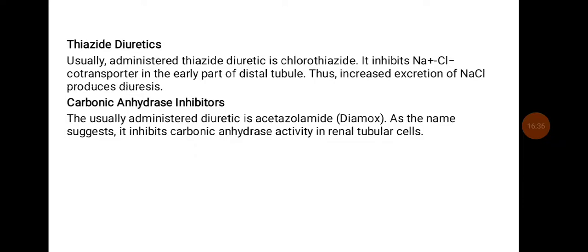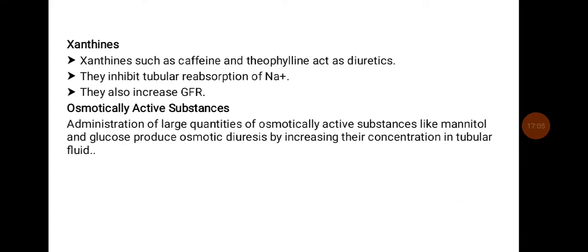Thiazide diuretics are usually administered as chlorothiazide. It inhibits the sodium chloride co-transporter in the early part of the distal tubule. Thus, increased excretion of sodium chloride produces diuresis. Carbonic anhydrase inhibitors are usually administered as acetazolamide, commercially Diamox. As the name suggests, it inhibits carbonic anhydrase activity in the renal tubular cells. Xanthines such as caffeine and theophylline act as diuretics. They inhibit tubular reabsorption of sodium. They also increase the GFR.